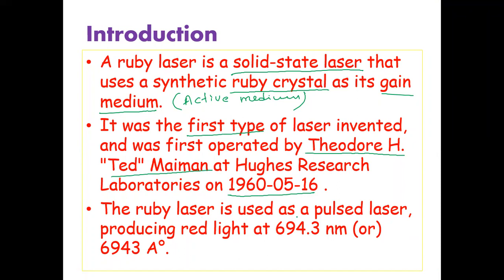The ruby laser is used as a pulsed laser. That means the output of the laser device is not continuous. That's why this laser system is called a pulsed type laser. And the output wavelength is of the order of 6943 angstroms, in nanometers, 694.3 nanometers. This is the complete introduction about the ruby laser.